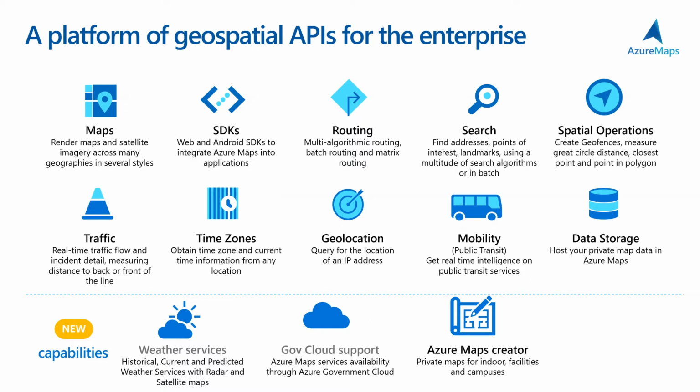We also recently added a few services, and you see those at the bottom under new capabilities. The weather, we provide maps with the weather data, and APIs that provide you access to the actual data in terms of current as well as forecasted weather data. We also support cloud in the government cloud, which means you can also address specific government business.